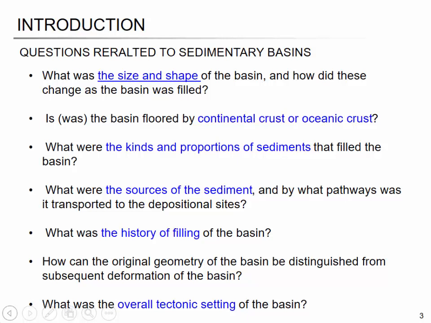The second question is, is the basin floored by continental crust or oceanic crust? And what kinds, and what proportion, of sediments are filling that basin? Is it a lot of fine fractions, or very clean, well sorted sand, or well graded sand? What are the sources of the sediment, and by what pathways was it transported to the depositional site? What was the history of the filling of the basin? How can the original geometry of the basin be distinguished from subsequent deformation of the basin? And what was the overall tectonic setting of the basin? We'll keep in mind these questions as we go through this chapter.